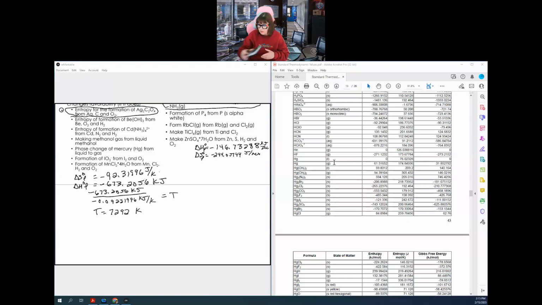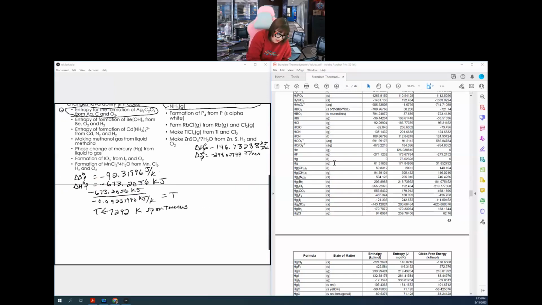Now, looking at the signs, I see that delta H is negative and delta S is negative. So below this temperature, the delta H is a bigger contributor, and so any temperature below this should be spontaneous. Any temperature above this would not be spontaneous. Okay? So that's what we're going to be doing there.